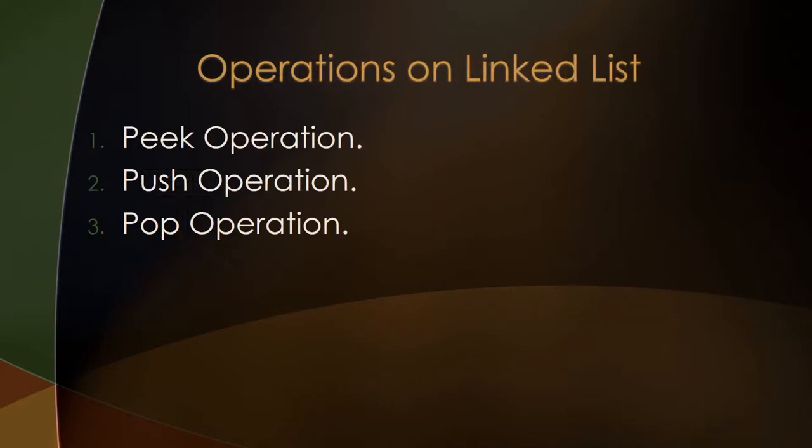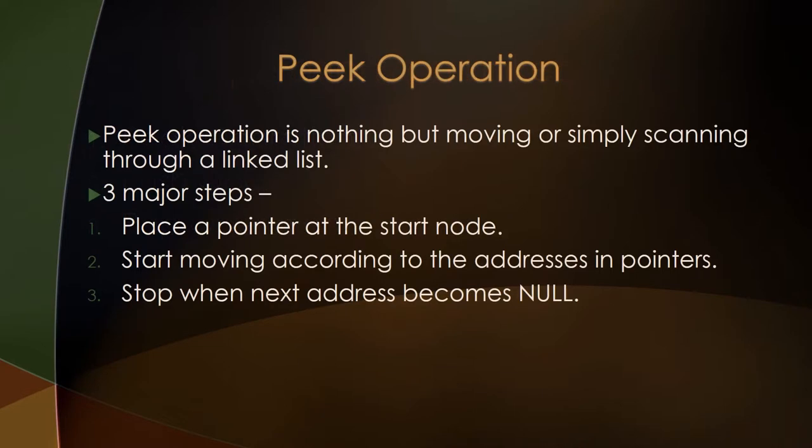Basically, three types of operations can be performed on a linked list: peek operation, push operation, and pop operation. So let's begin with the first operation, namely the peek operation. A peek operation is simply scanning through a linked list to find out what data items are stored in it.